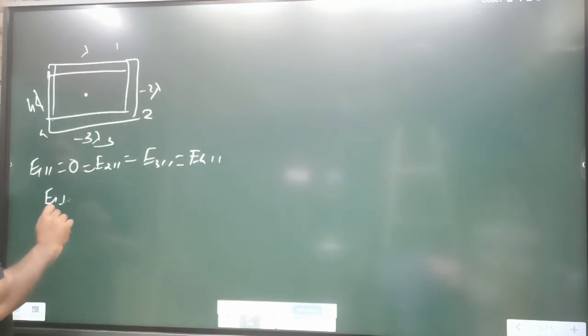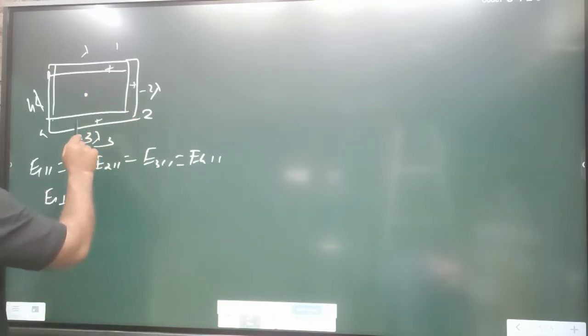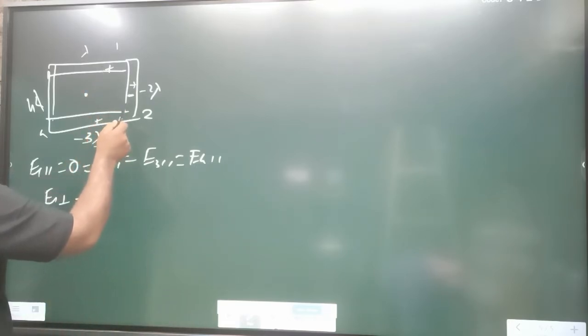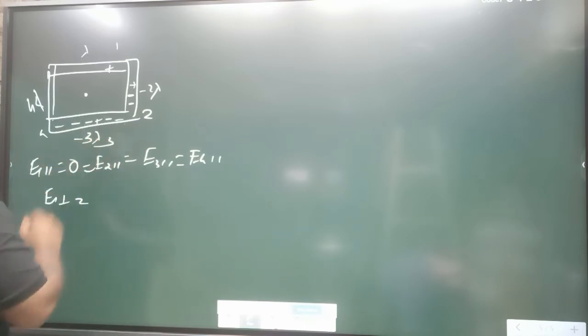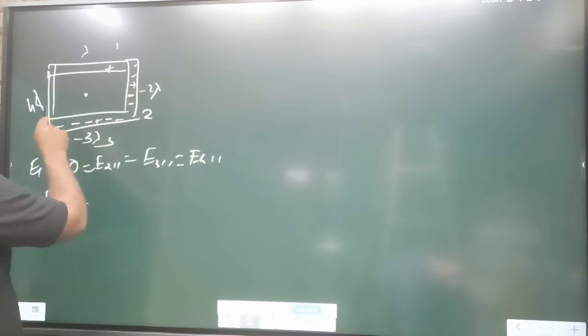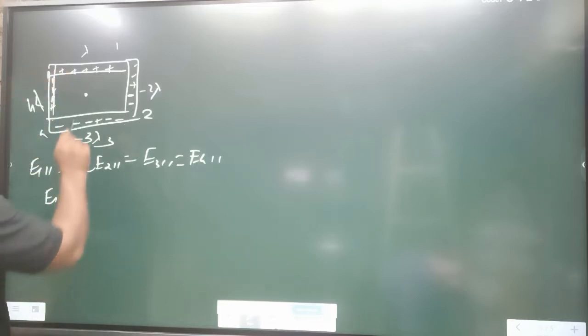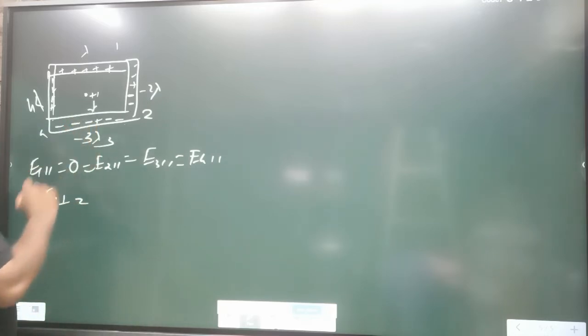E1 perpendicular direction. Here the charge is plus, always memorize. Here the charge is plus, here the charge is minus. Here is minus 3 lambda, means all charges are minus on this one. Here is plus 4 lambda, means the charges are plus. Then like and like, here take unit charge plus 1. Like and like: toward the center, away from the center.